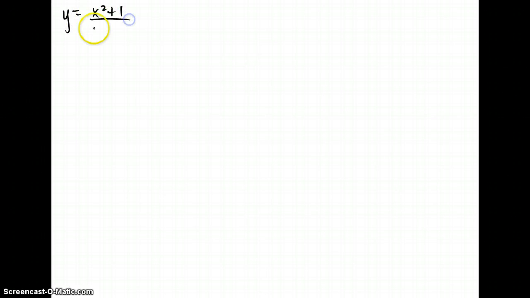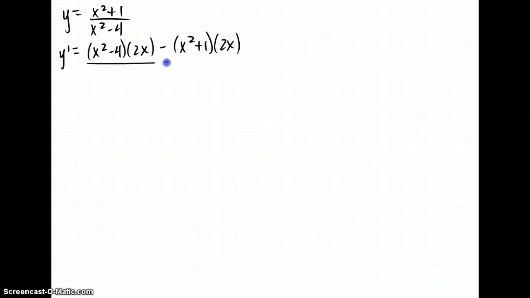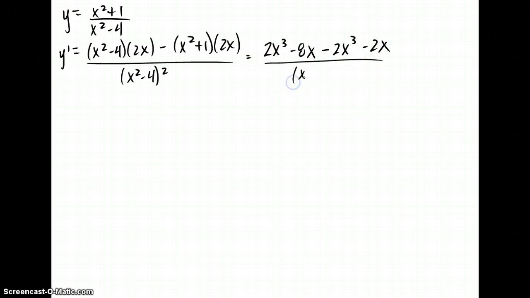X squared plus 1 all over x squared minus 4. First derivative: bottom, times the derivative of the top function, minus top, times the derivative of the bottom, all over bottom squared. Distributing the 2x, then distributing the 2x and the -1, don't square the denominator, they cancel, -10x.